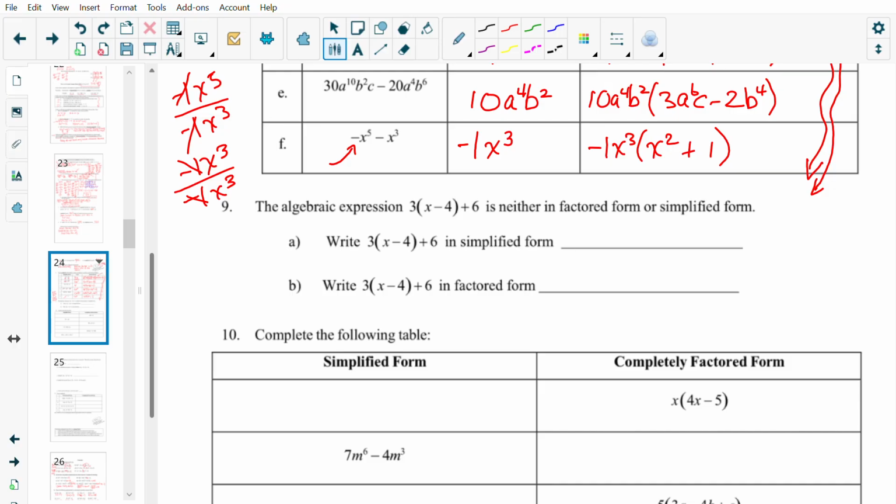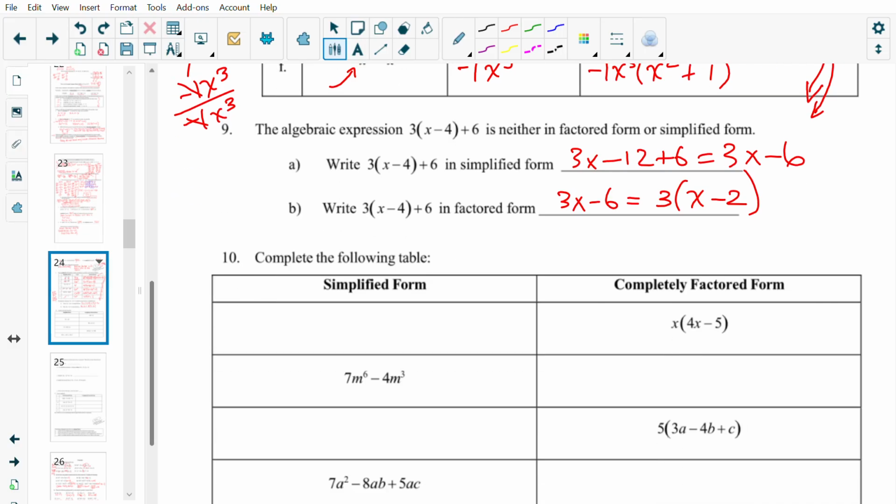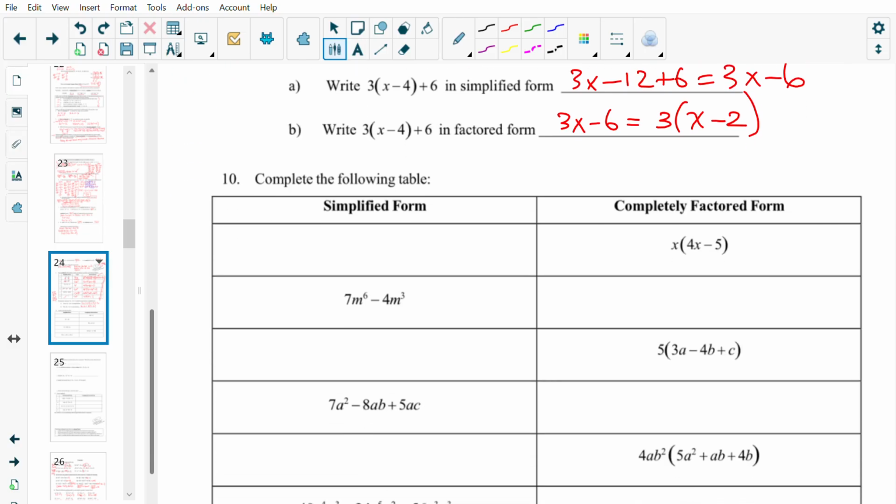Next one, the algebraic expression 3 times x minus 4 plus 6 is neither in factored form or simplified form. Write 3 times x minus 4 plus 6 in simplified form. What does that look like? That's 3x minus 12 plus 6, and that equals 3x minus 6. In factored form, 3x minus 6, I'm going to factor out a 3, and that's x minus 2.